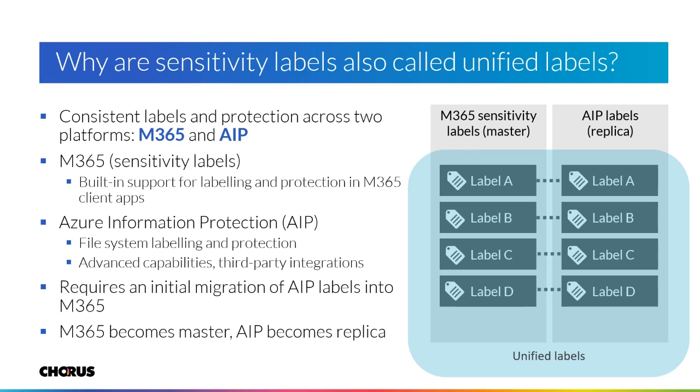And the way this works is we do an initial migration of AIP labels into Microsoft 365. You have to go through that step whether you're using AIP or not. It's just one of those configuration exercises you have to do. Once you've done that, Microsoft 365 becomes the master, AIP becomes the replica, and you've got the same set of labels, so that consistent classification system right across everything.